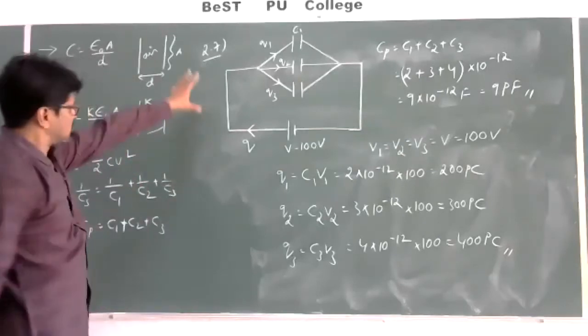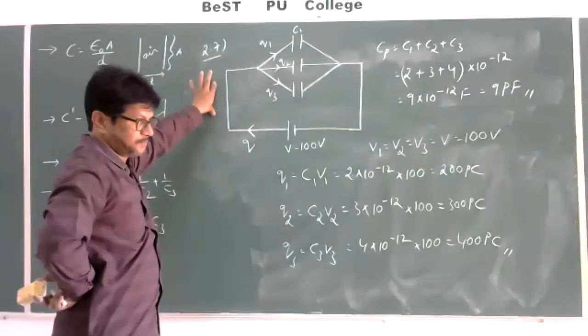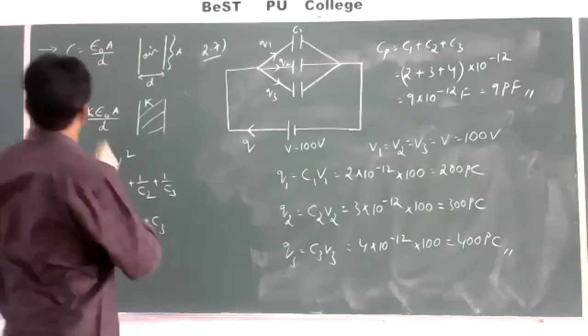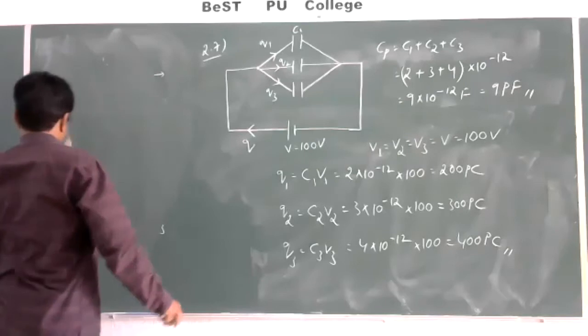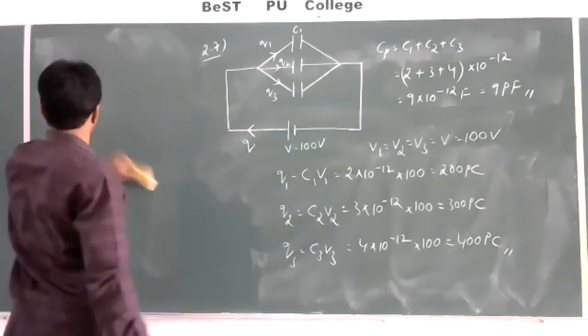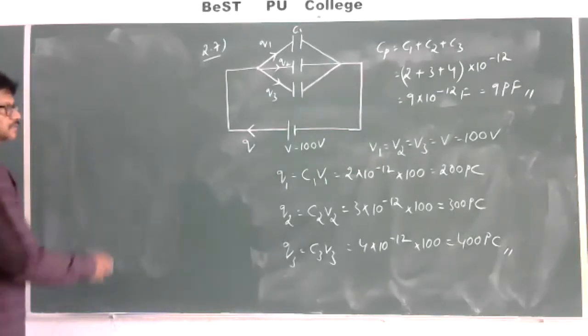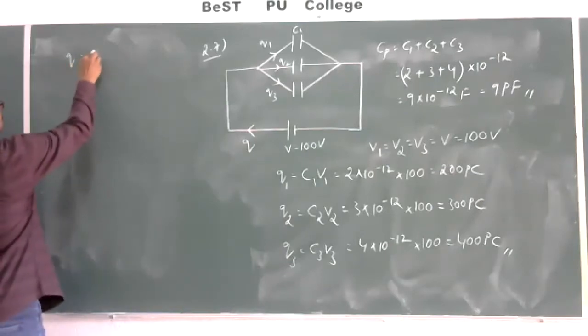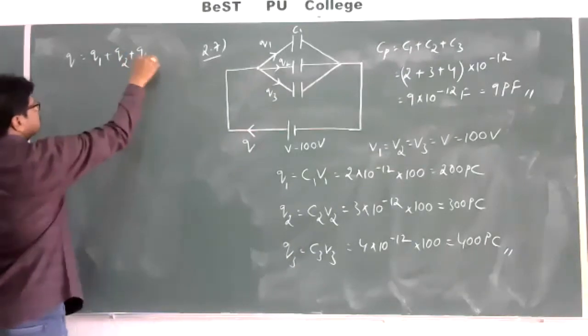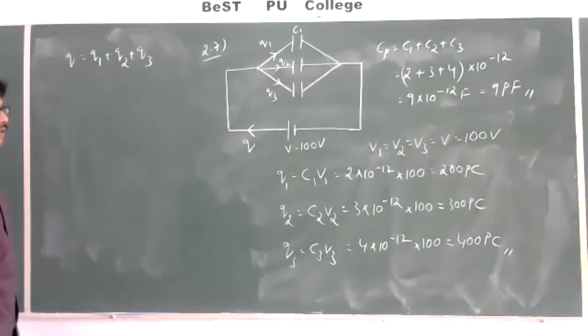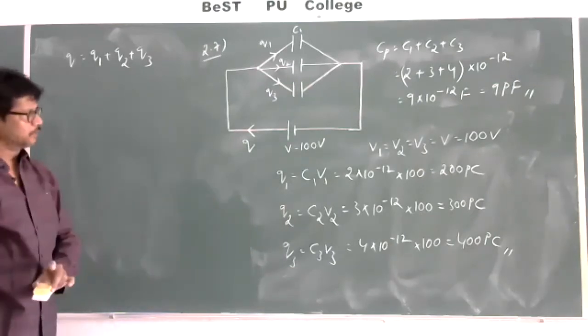So you can cross check also, whether the given answer is correct or not. How will we cross check? In case of parallel combination, the charge divides. Q is equal to Q1 plus Q2 plus Q3. So you try to find out the Q value.